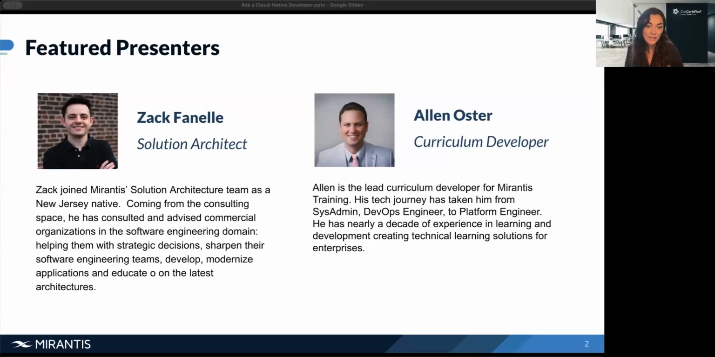Zach joined Mirantis's solution architecture team as a New Jersey native. And coming from the consulting space, he's consulted and advised commercial organizations in the software engineering space and domain, helping them with strategic decisions, sharpening their software engineering teams, developing and modernizing applications, and educating on the latest architecture. So I'm very excited to pass the torch over to our two speakers today.